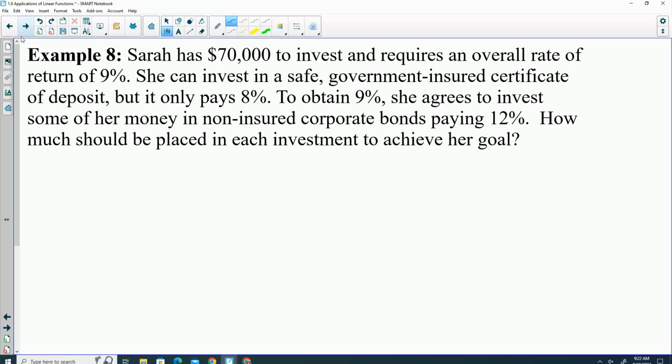Sarah has $70,000 to invest and requires an overall rate of return of 9%. She can invest in a safe government-insured certificate of deposit, but it only pays 8%. To obtain 9%, she agrees to invest some of her money in non-insured corporate bonds paying 12%. How much should be placed in each to achieve her goal?